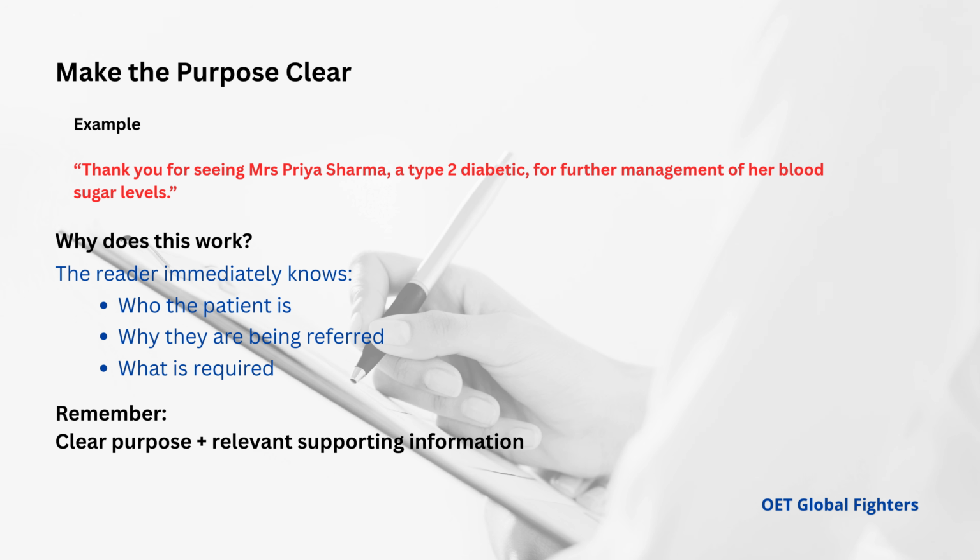But here's where many candidates stop. They write one sentence that tells the reader why they're writing, and then they think, great, purpose done. Not quite. There is a second part. You need to expand the purpose, and this is really important. The OET guide explains that the reader needs more than just a high-level explanation. They need relevant details that help them continue caring for the patient.